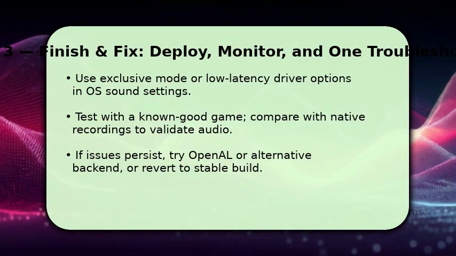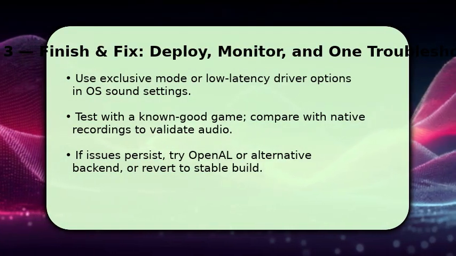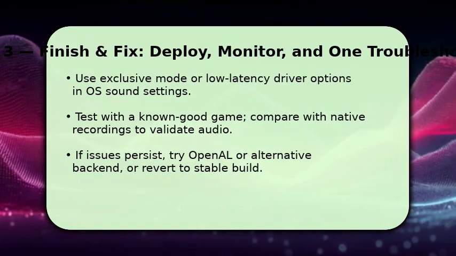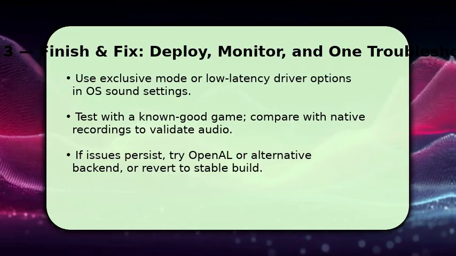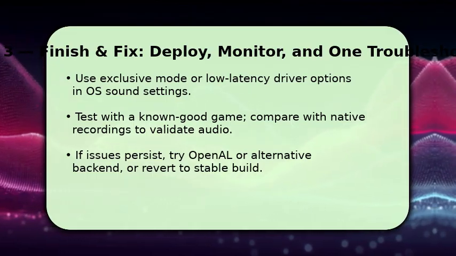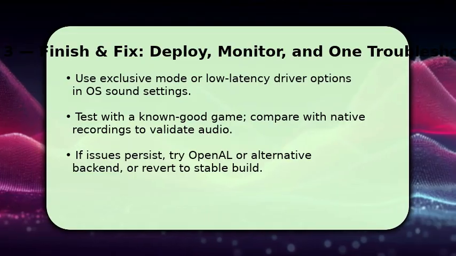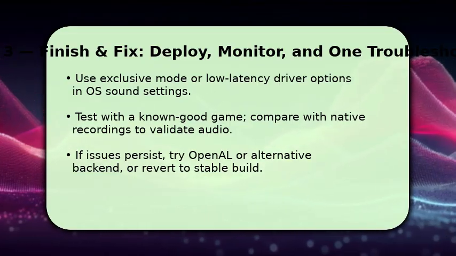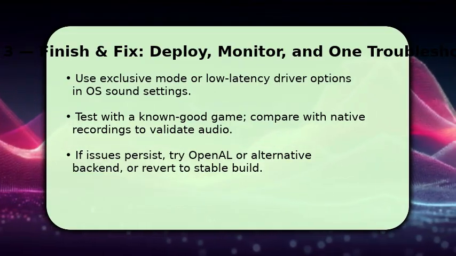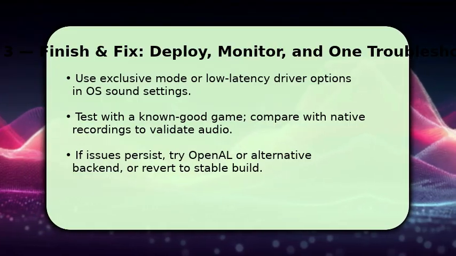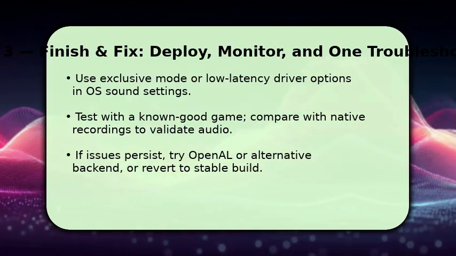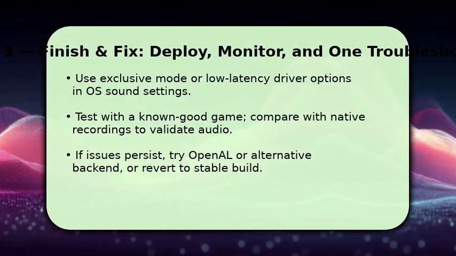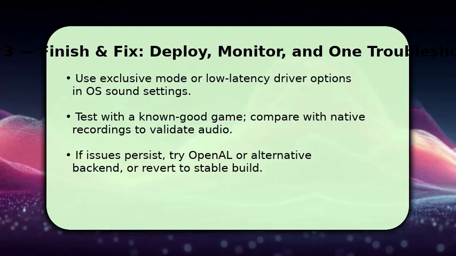To finish, lock the settings and run a controlled test. Switch your OS sound device to exclusive or low latency mode when available, because shared modes add buffering. Run a game you know sounds correct and compare timing and fidelity. This confirms your tweaks. If you still have crackles or dropouts, swap to an alternate backend such as OpenAL or XAudio2, or roll back to the last stable Dolphin build.